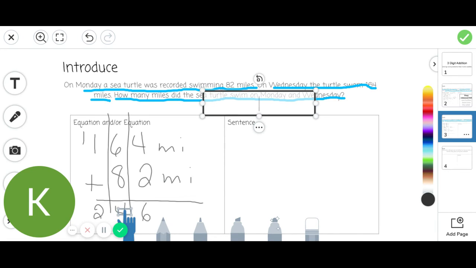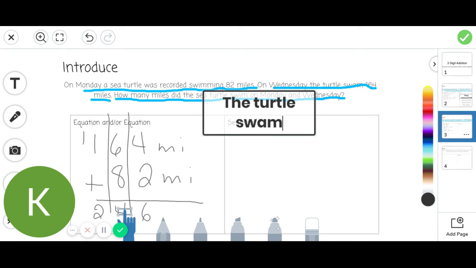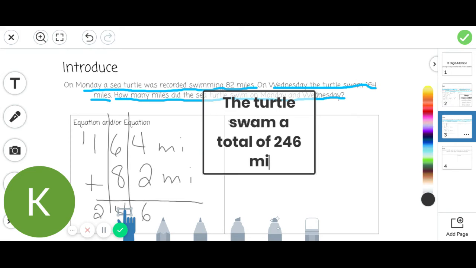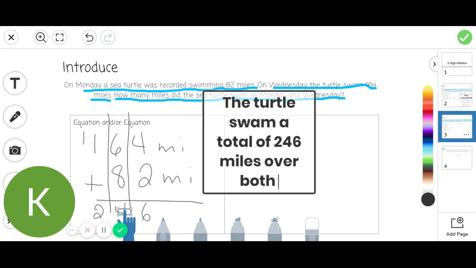That means the turtle swam a total of 246 miles over both days.